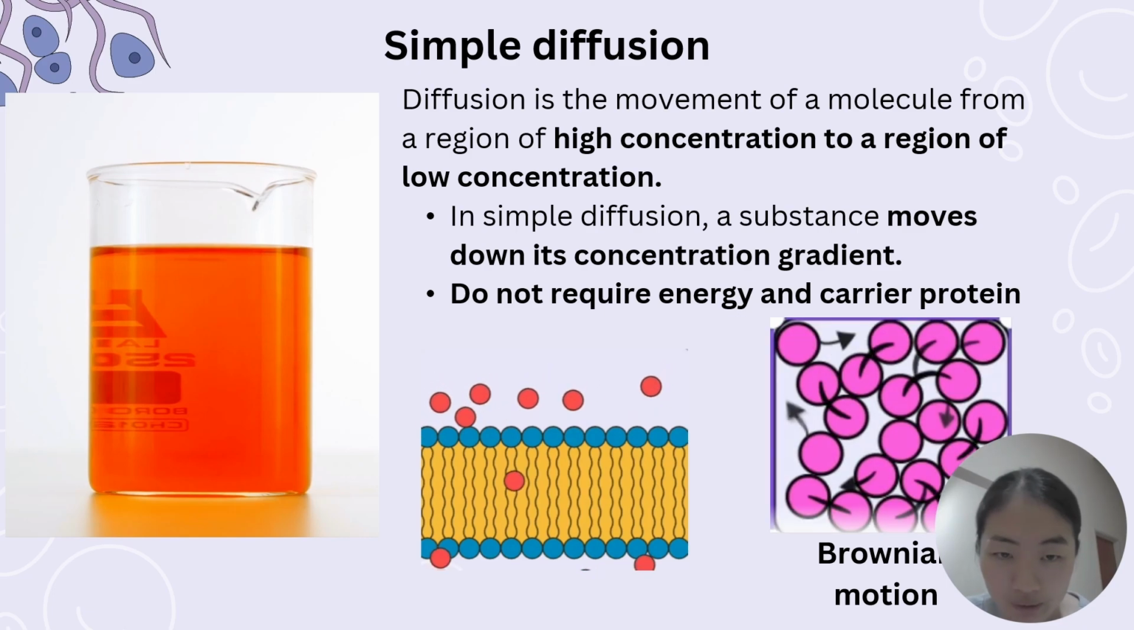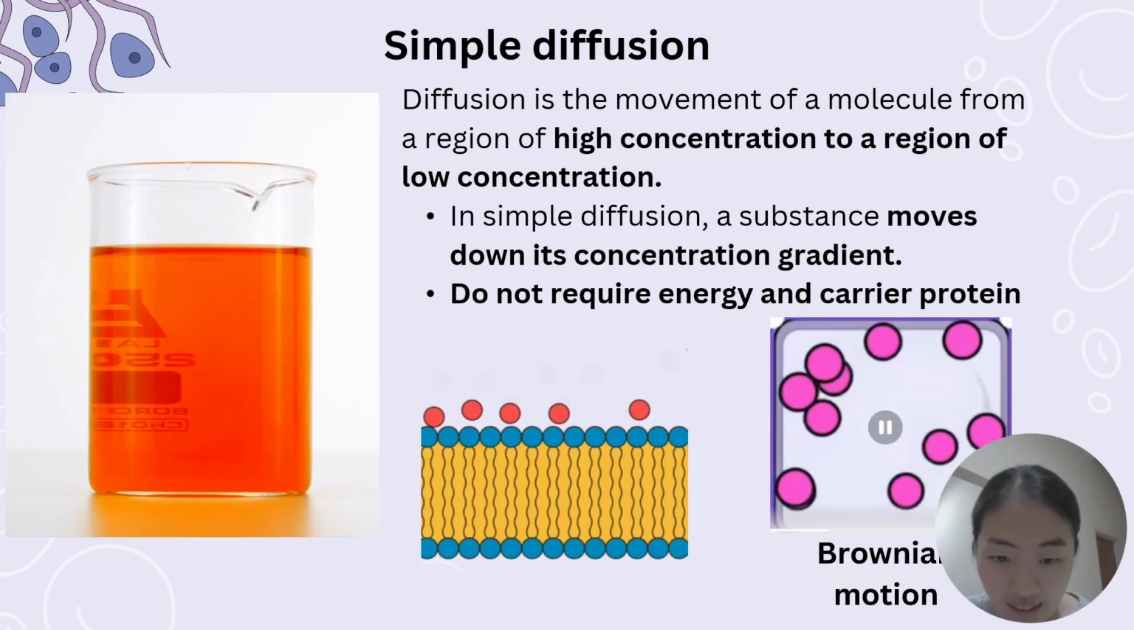When a lot of molecules are packed together at high concentration, they will bump into each other and then spread out to the regions with far fewer molecules, at low concentration. So the particles will just move down the concentration gradient, which means they go from more to less.